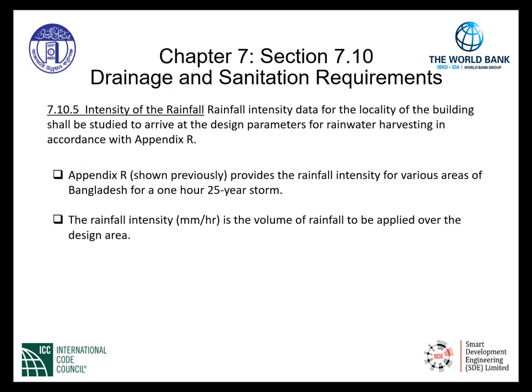The intensity of the rainfall, section 7.10.5. Rainfall intensity data for the locality of the building shall be studied to arrive at the design parameters for rainwater harvesting in accordance with Appendix R. Appendix R was shown previously and provides the rainfall intensity for various areas of Bangladesh for a 1-hour 25-year storm. The rainfall intensity in millimeters per hour is the volume of rainfall to be applied over the design area.